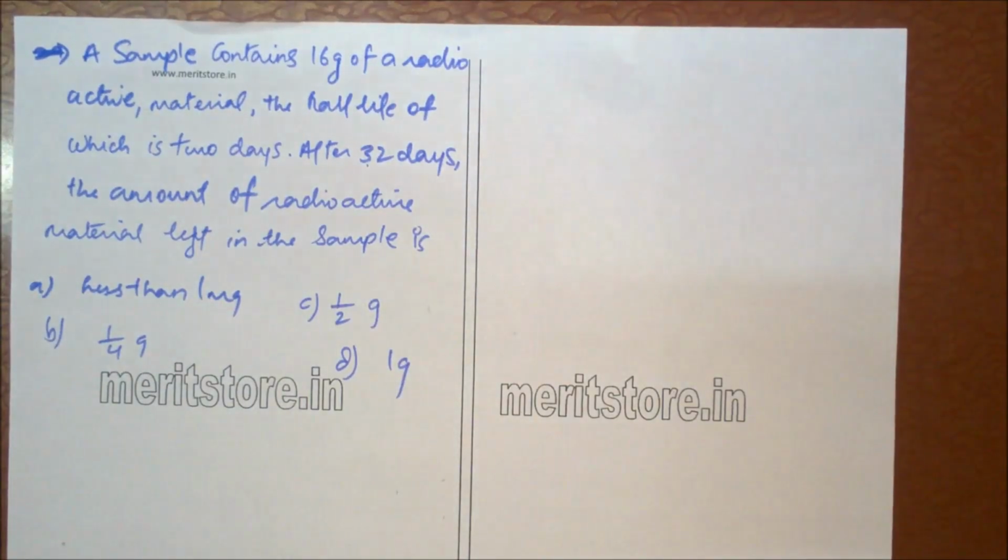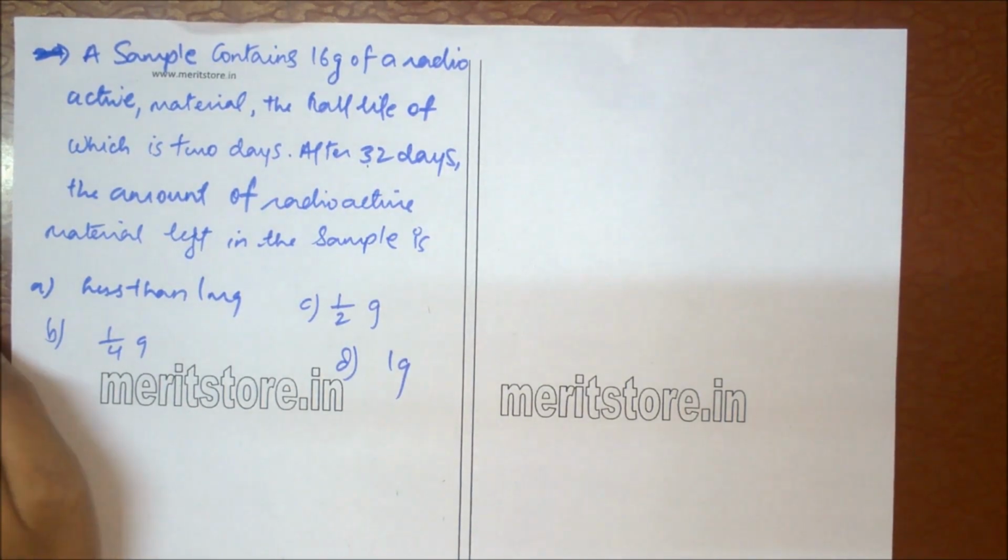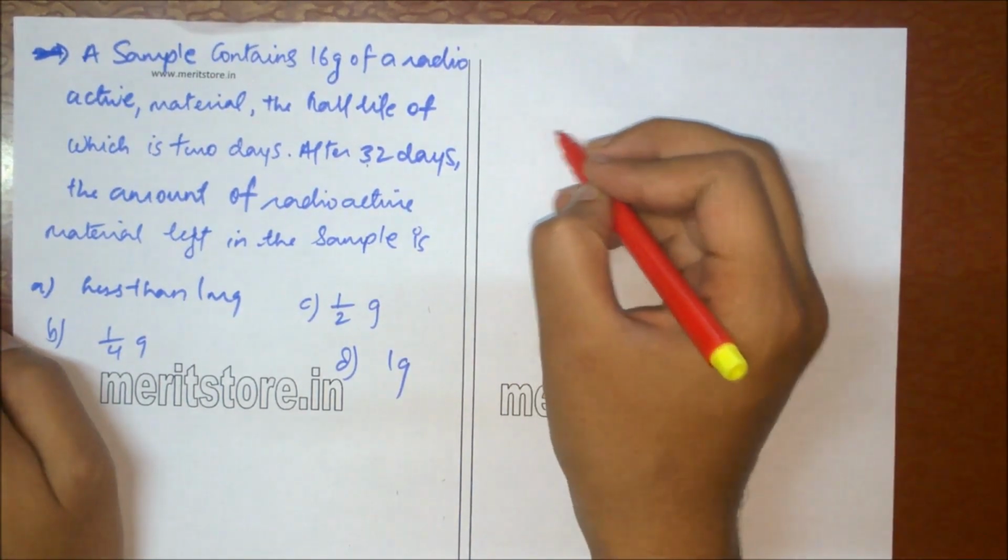A sample contains 16 grams of radioactive material, the half-life of which is 2 days. After 32 days, the amount of radioactive material left in the sample is: A, less than 1 milligram; B, 1/4 of 9; C, half of 9; D, 1/9. So we have to find the remaining amount.